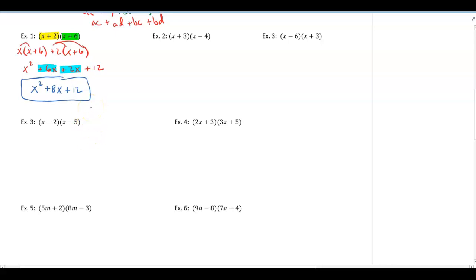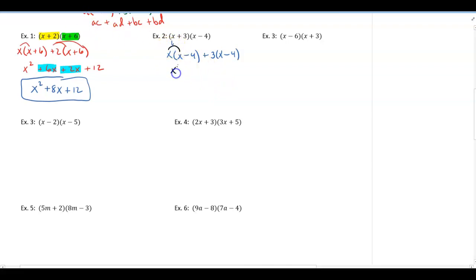All right. Now when we look at the second one, the only difference between this one is how do we work with our signs? So I'm going to pull the first x out, distribute it to the x minus 4. I'm going to pull the 3 out and also distribute it to the x minus 4. Now I'm going to show my distributions.